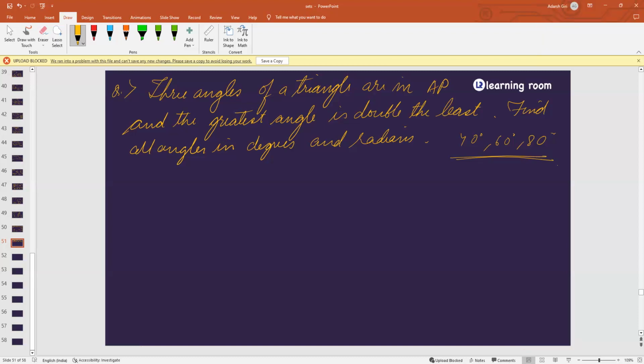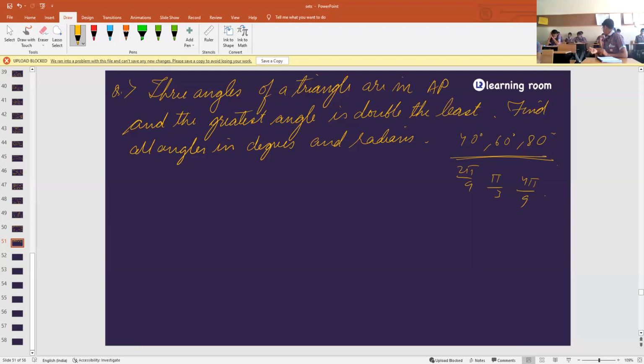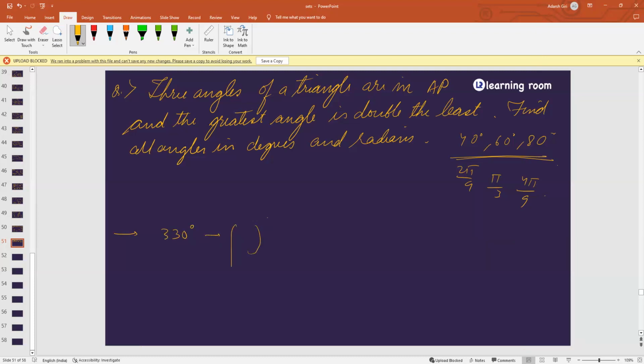2 pi by 9, pi by 3, 4 pi by 9. Yeah, that's correct. 2 pi by 9, pi by 3, and 4 pi by 9. Everyone solve it. And convert 330 degrees in radians. One minute. 11 pi by 6. Correct, correct.